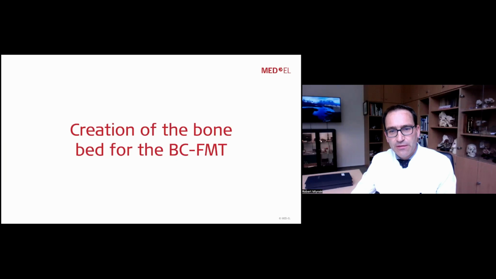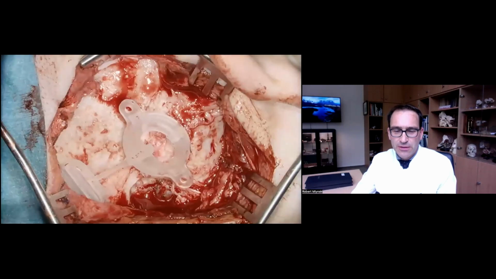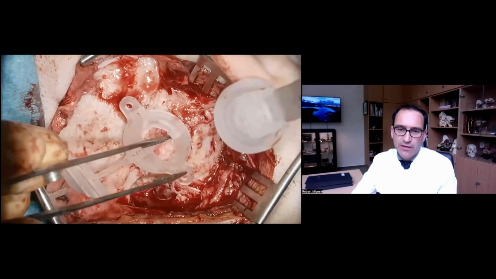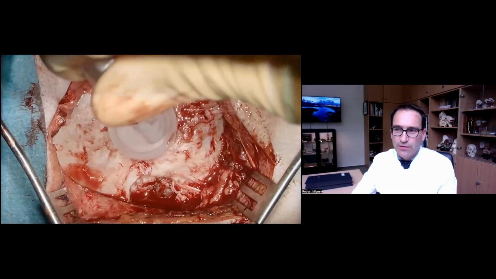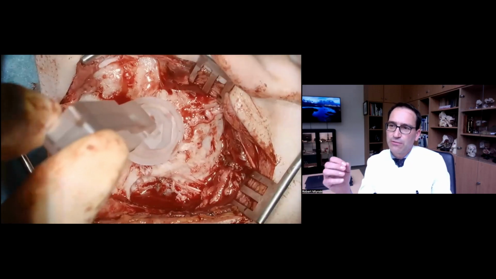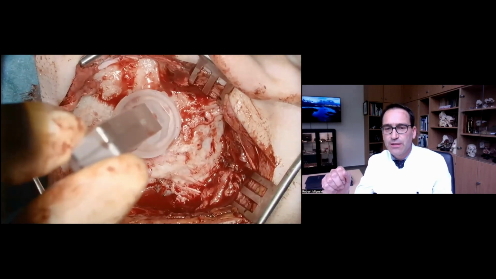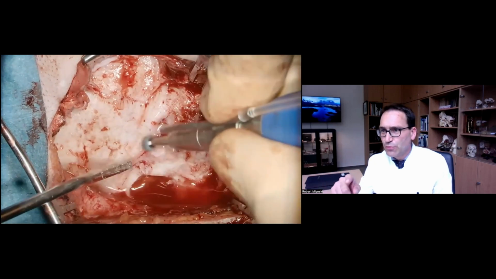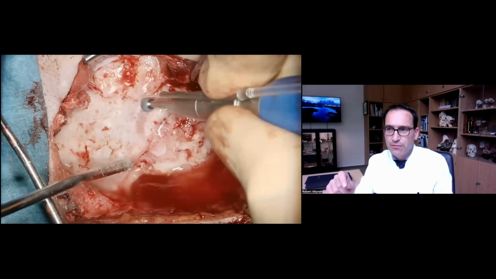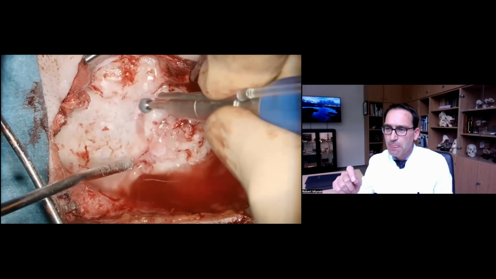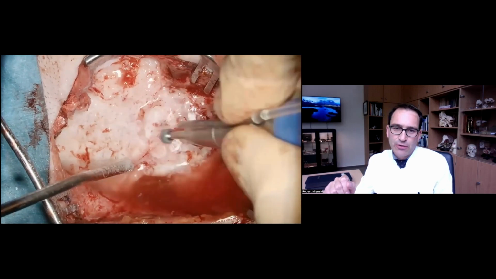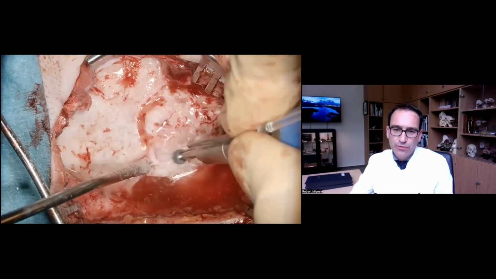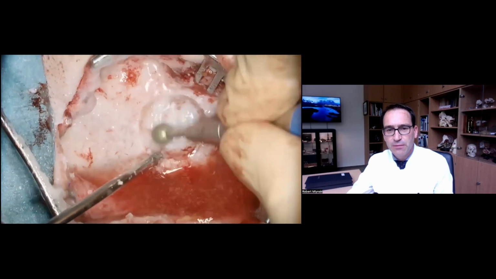Then the next step is the creation of the bone bed for the BCI-FMT. As you remember, the patient had a hypoplastic temporal bone, so even measurements will show that we are getting very close to the dura. We will now see the technique to make a bone bed, even with exposed dura, and how to prepare the bone if the dura is very narrow to our implant bed.